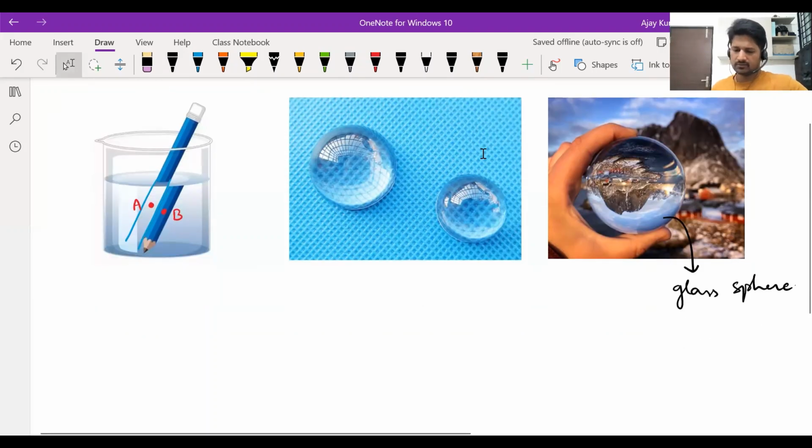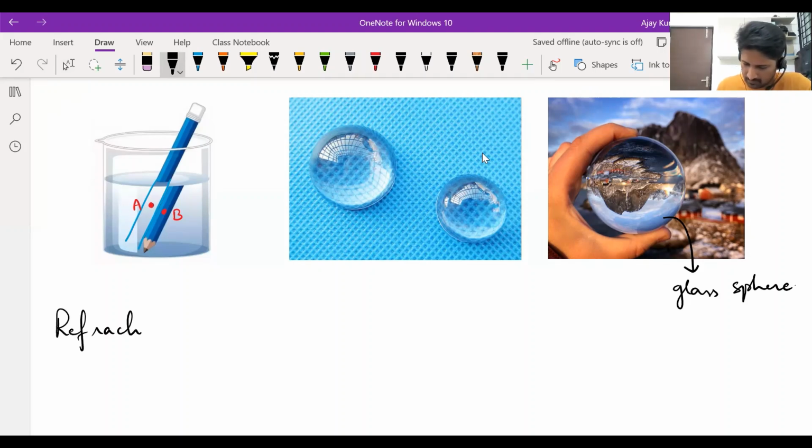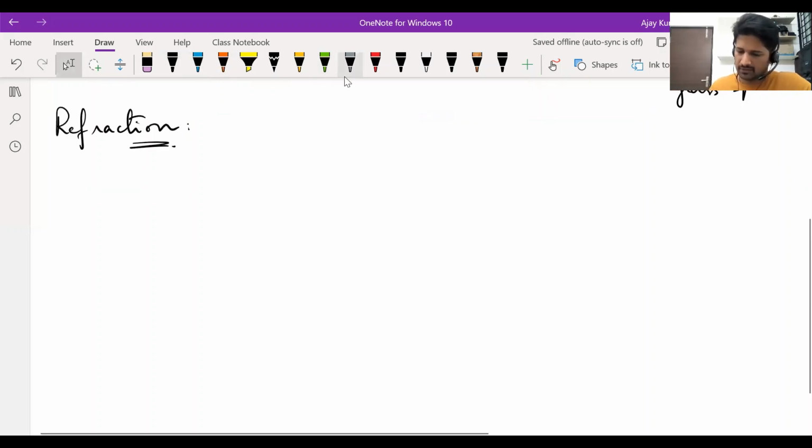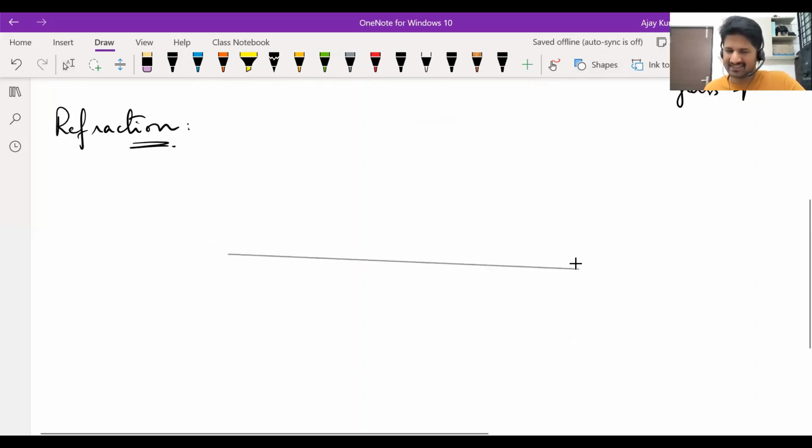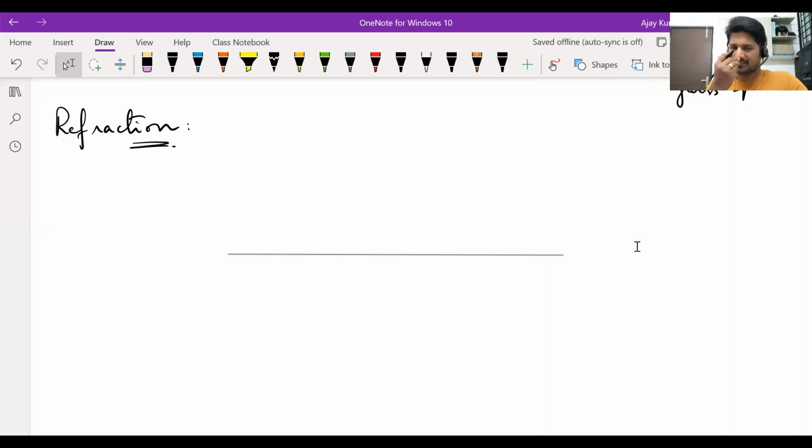So can one of you quickly tell me what refraction means? What is the meaning of refraction? Refraction is nothing but the change in direction of a wave when it enters from one medium into another medium. When it comes to refraction of light, we say it is the bending of light when it travels from one medium to another medium.